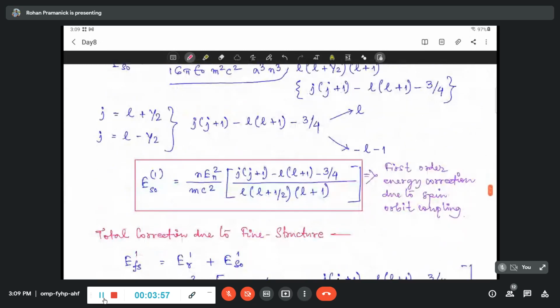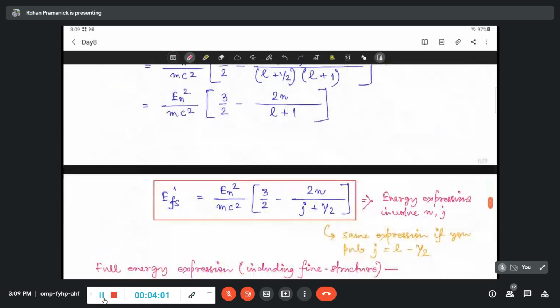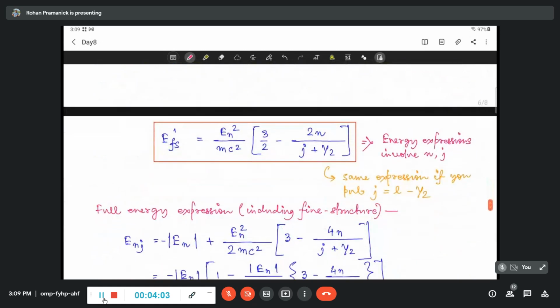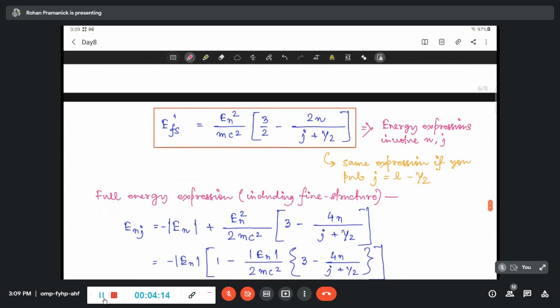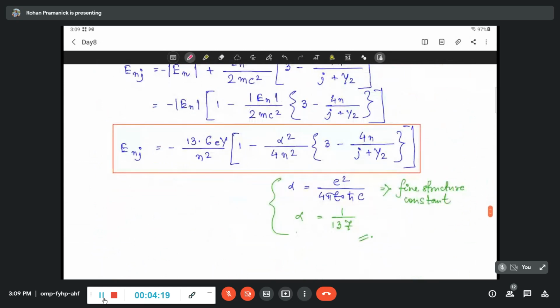After all these things, we find that the total energy correction due to the fine structure depends on n and j. And it happens that for L equals L plus half and L equals L minus half, it is the same, dependent on j. So the good quantum numbers are n and j now instead of only n. And these are correct up to order alpha, the fine structure constant, which has a value of 1 by 137, which is quite small.